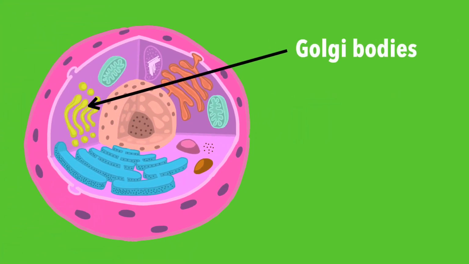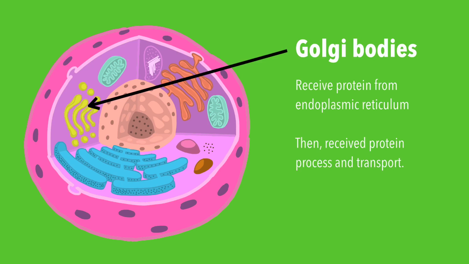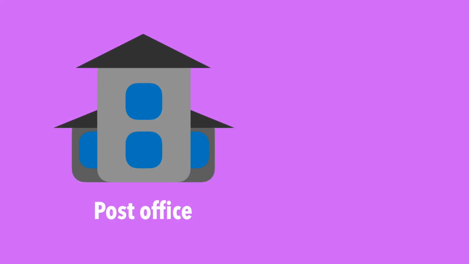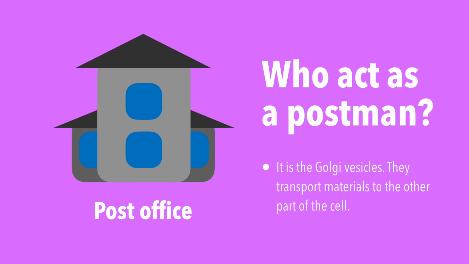There is another structure which is also made up of cisternae, but it is not like the endoplasmic reticulum because they are not interconnected. They are known as Golgi apparatus or Golgi bodies. Golgi bodies receive proteins from the endoplasmic reticulum and then process and transport those received proteins. So, Golgi bodies work as a post office. Then, who acts as a postman? It is the Golgi vesicles. They transport materials to other parts of the cell.